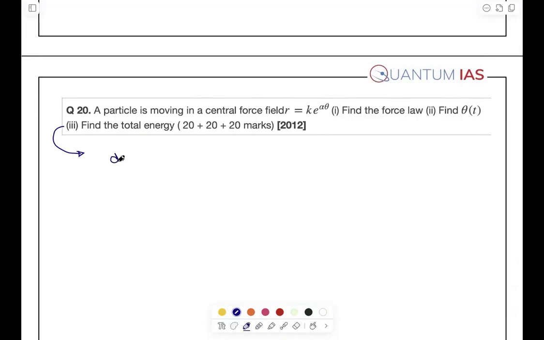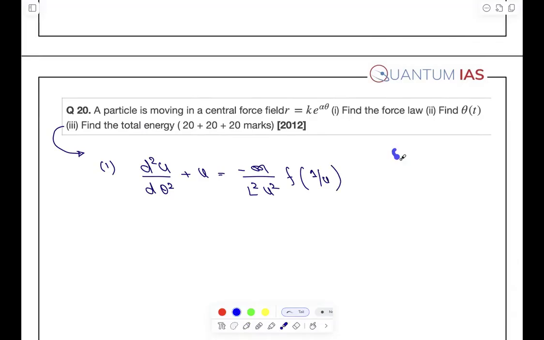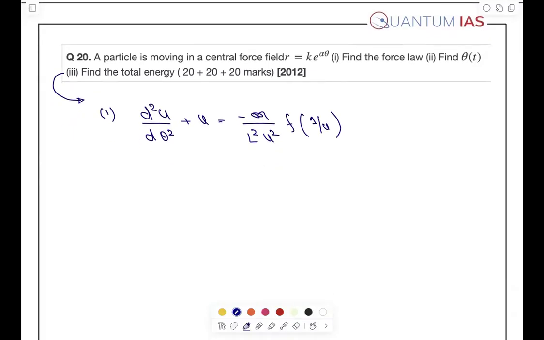Now, for the first part, if you have to find the force law, we know the formula d square u upon d theta square plus u is equal to minus m upon l square u square f of 1 by u. I want to make one disclaimer that my small u and capital U look the same. So everywhere when I'm writing small u or capital U, both mean the same thing, in the first part at least. Here L is the angular momentum and f is the function of force.